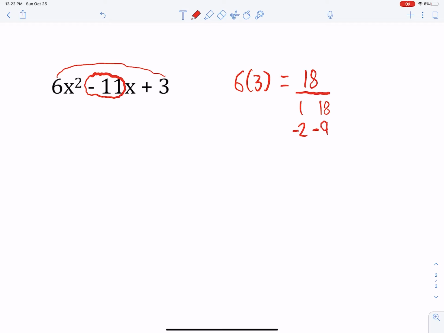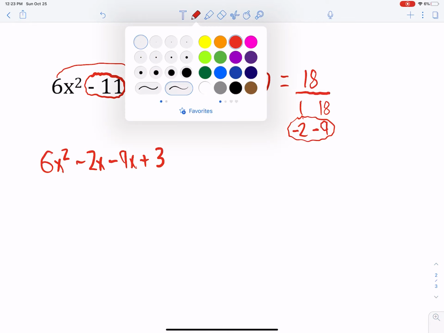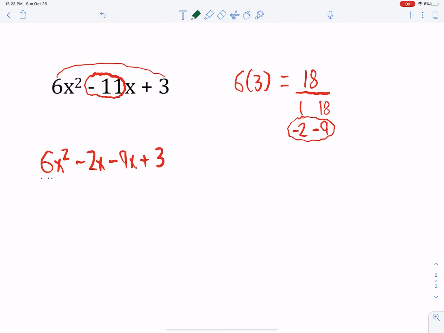So we leave the 6x squared at the beginning alone, and instead of minus 11x, we're going to use those two numbers that we just found. Minus 2x minus 9x. And we leave that plus 3 at the end alone. Now we get into factoring by grouping.